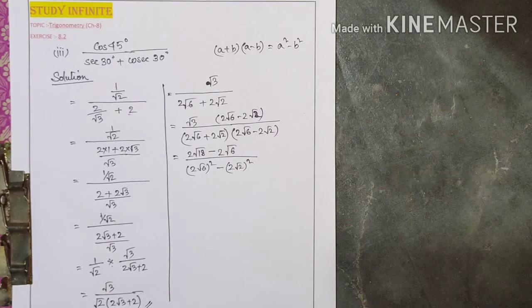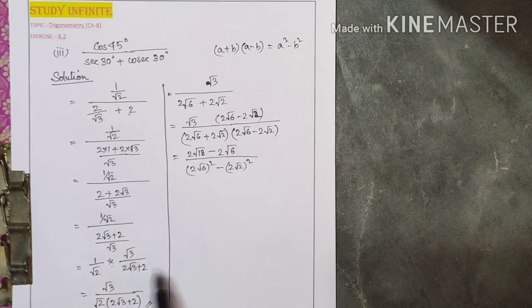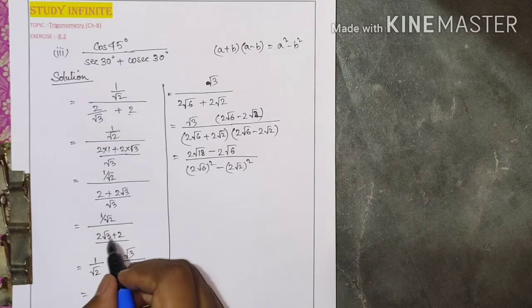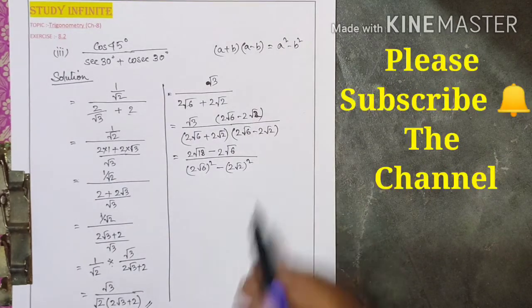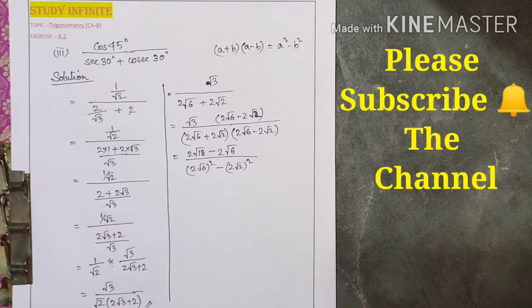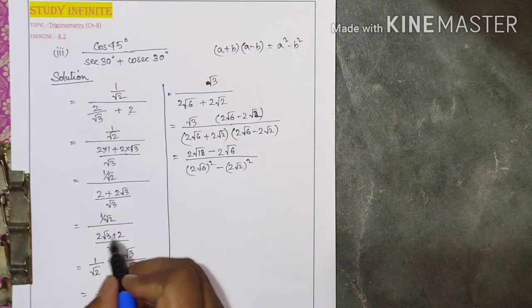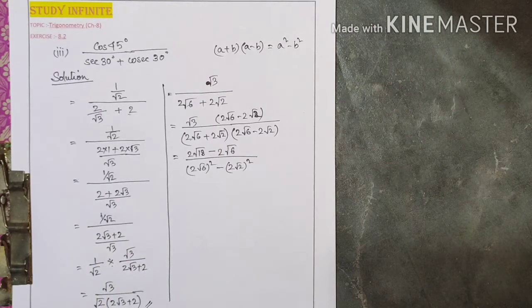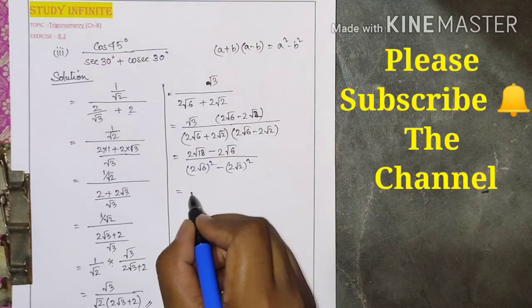Now friends, you can understand why I brought 2 root 3 before 2. Why did I bring 2 root 3 before 2? Because 2 root 3 is greater than 2. So if I write here 2 root 2 minus 2 root 6, then on solving we will get a negative number. So that is why I brought 2 root 3 before 2. Okay, now let us solve this.